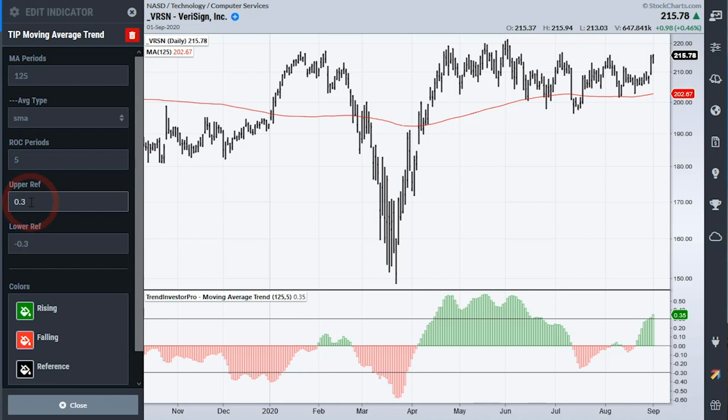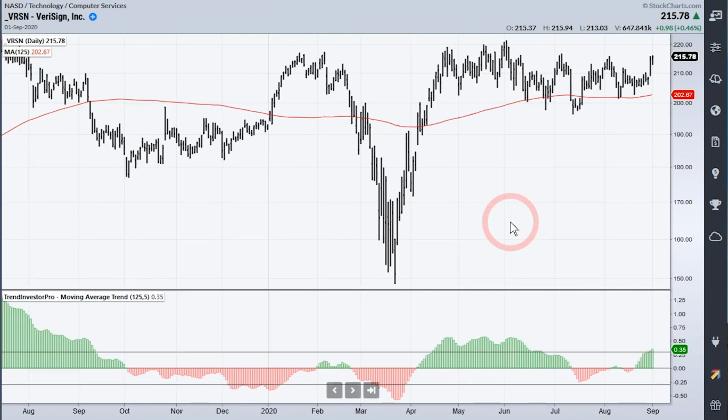So I'm looking for when the rate of change turns up. And then I've got an upper reference at 0.3, which is 3%, and a lower reference at minus 0.3, which is minus 3%. And that kind of acts as the bullish and bearish threshold. Instead of using that 0 line in RSI, instead of using that 50 line for crosses, set your bullish threshold a little above, your bearish threshold a little below, and you're going to reduce whipsaws a lot.